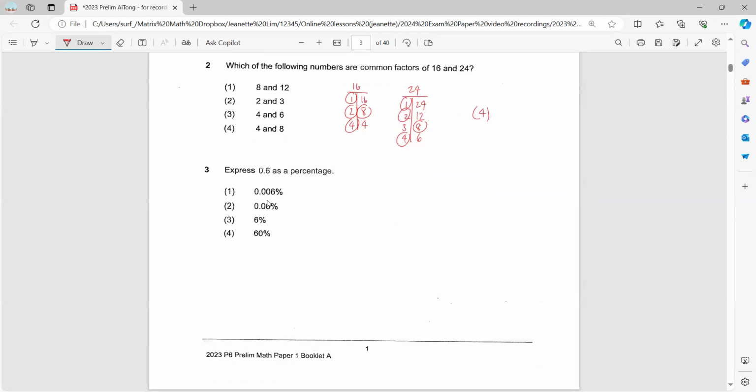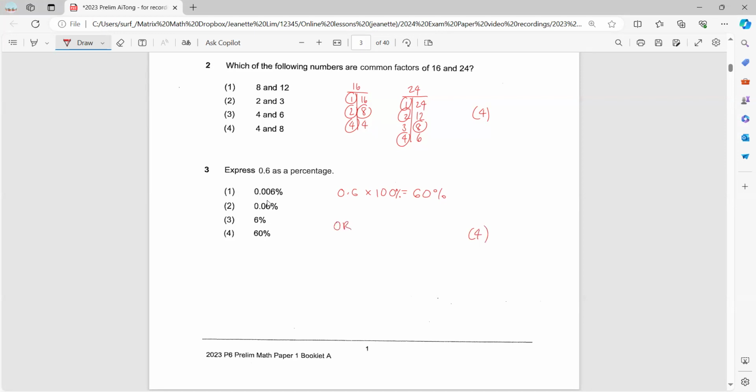Express 0.6 as a percentage. So if you have a decimal, if you want to change to percentage, right, what you need to do is to times 100. Okay, so to change a decimal or a fraction to percentage, we always multiply by 100. So when you multiply by 100, okay, 100%, the decimal point will move 2 times to the right. So it becomes 60%. Okay, so answer is 4.